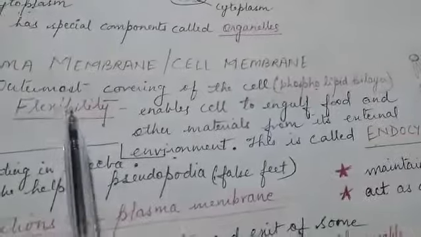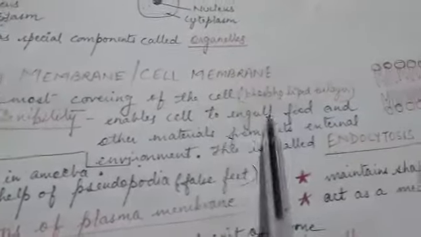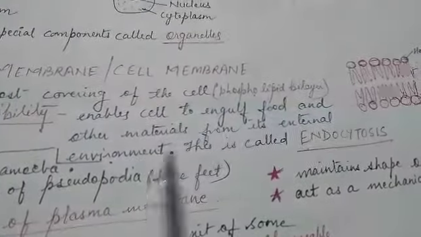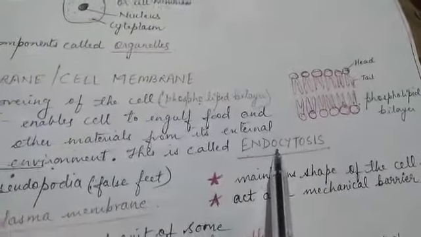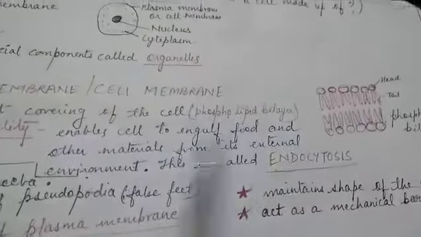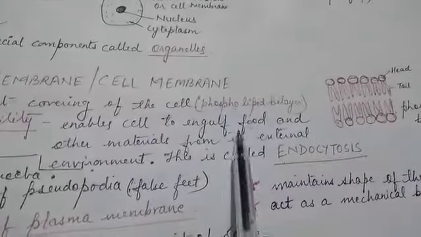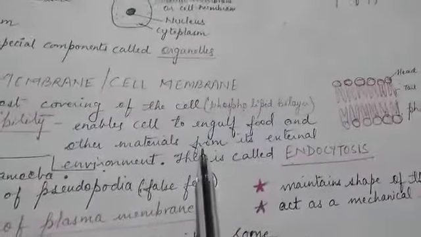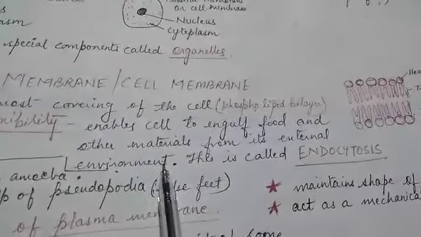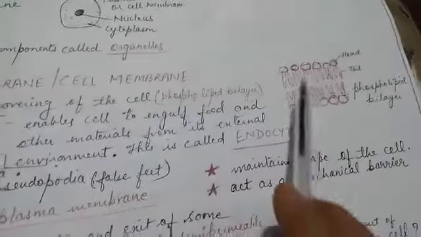This provides flexibility to the cells. Flexibility means that it enables the cell to engulf food and other materials from its external environment. This process is called endocytosis. So what is endocytosis? It is the ability of a cell to engulf food and other materials from its external environment. This flexibility is provided by the plasma membrane because of its phospholipid bilayer.